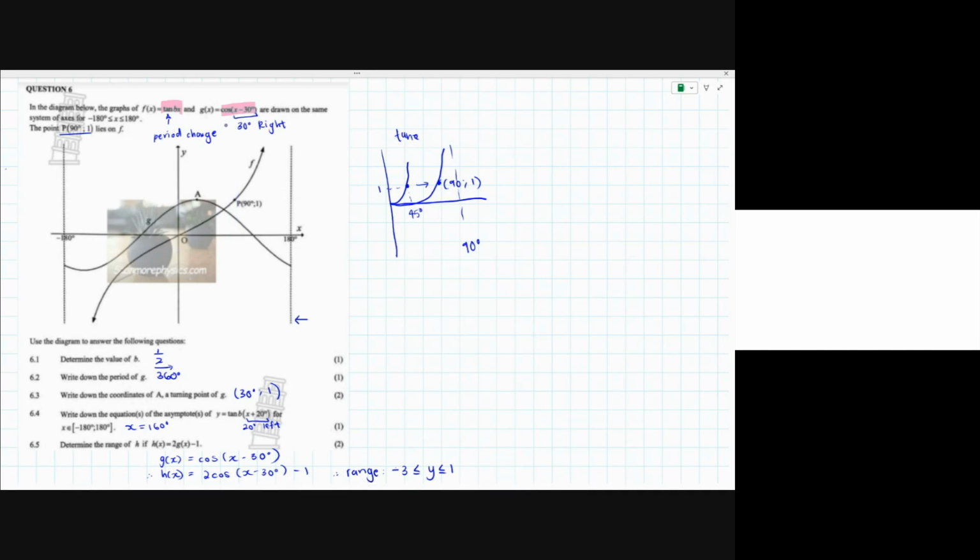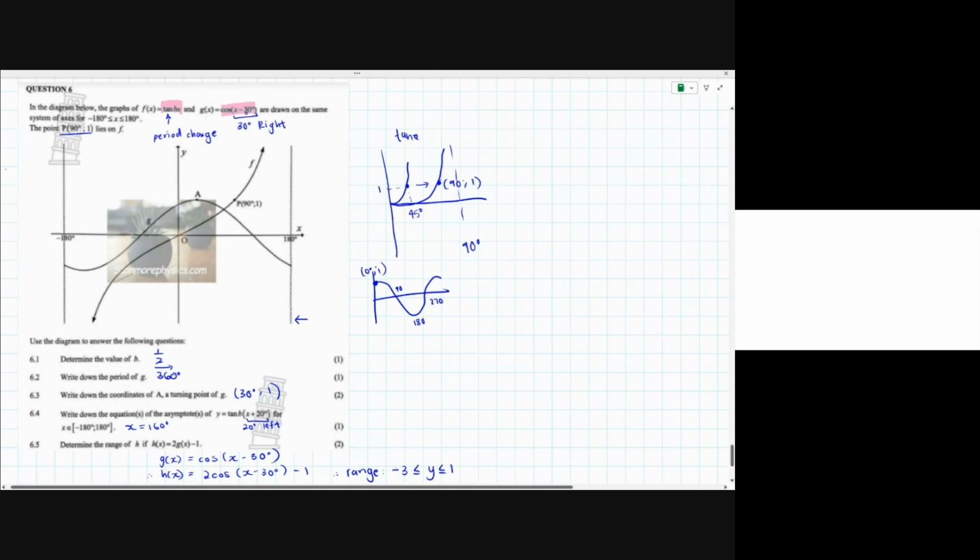So that's your cos graph. Nothing's changed in terms of the period, so it's still 360. Write down the coordinates of A, the turning point of g. So normally a cos graph looks something like that. Terrible cos graph, but you get what I'm trying to say, hopefully. So without any shifts or anything, this point over here would usually be at (0, 1).